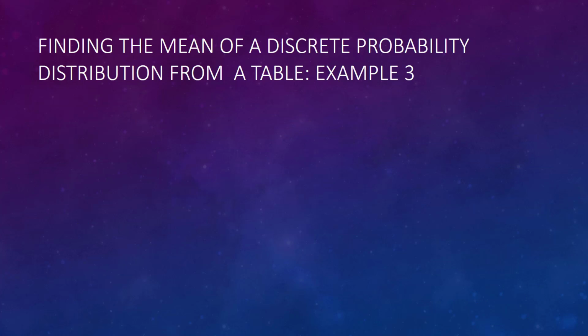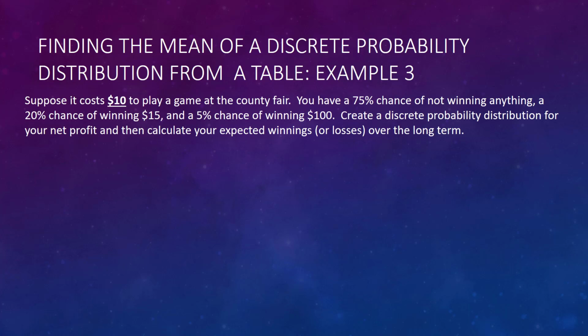Finding the mean of a discrete probability distribution from a table. Example 3. Suppose it costs $10 this time to play a game at the county fair. You have a 75% chance of not winning anything, a 20% chance of winning $15, and a 5% chance of winning $100. Create a discrete probability distribution for your net profit, and then calculate your expected winnings or losses over the long term.